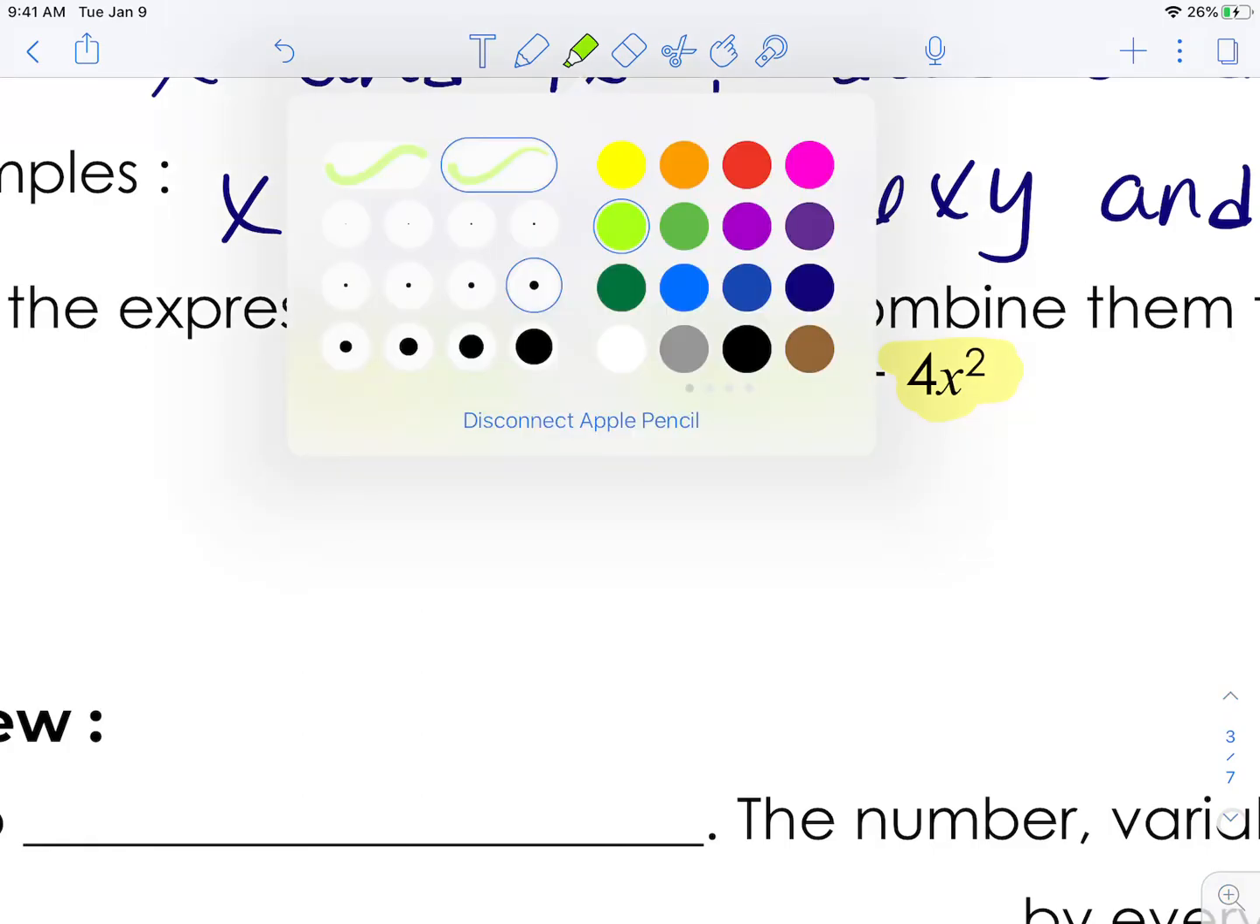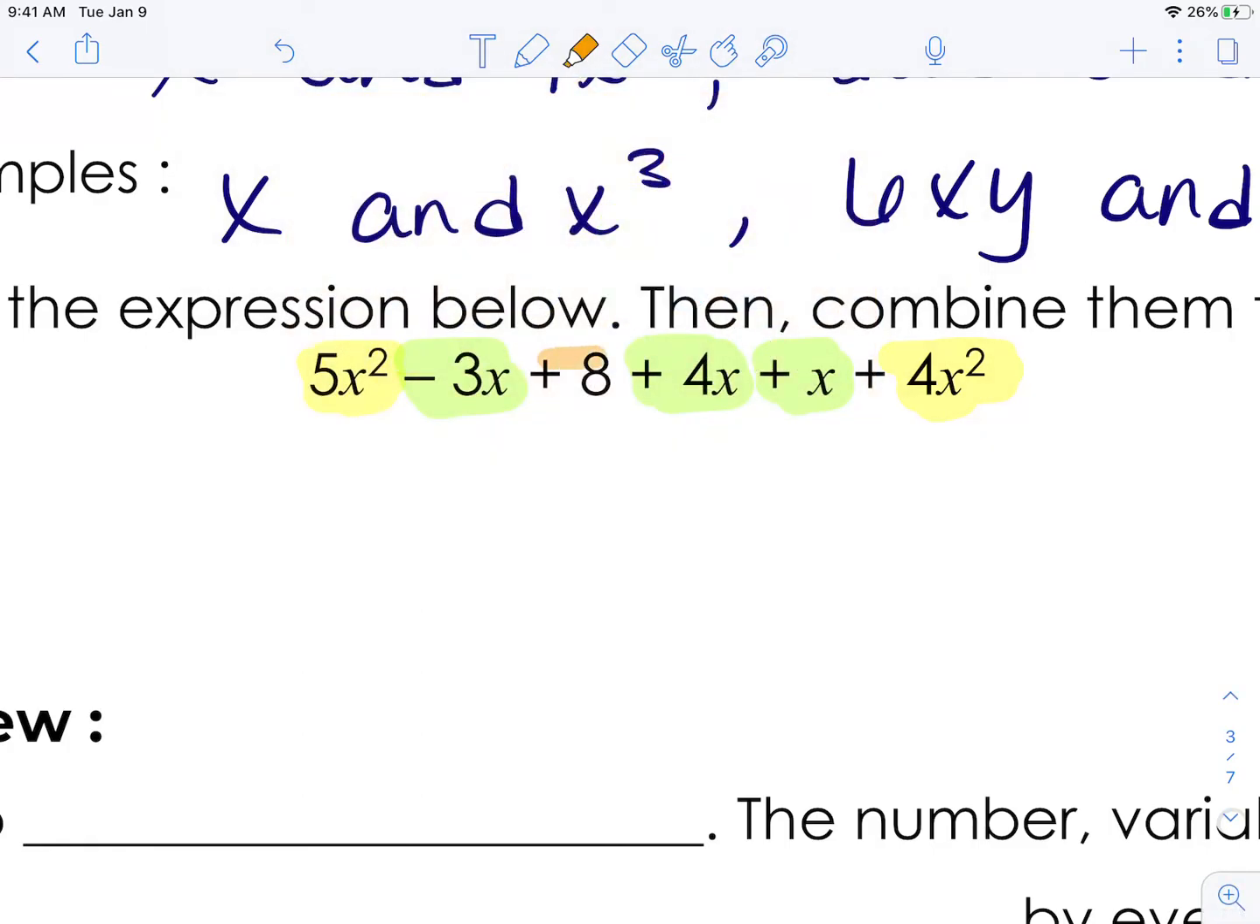And then we still have one term out here that has not been combined, and it doesn't have anything to combine with, but we're still going to highlight it here. So now we're going to combine these like terms. I'm going to take my x squareds first, and I can see that I have 5x squared plus 4x squared. So that's 9x squared. And then I have all these x's here. I have negative 3x, positive 4x, and positive x.